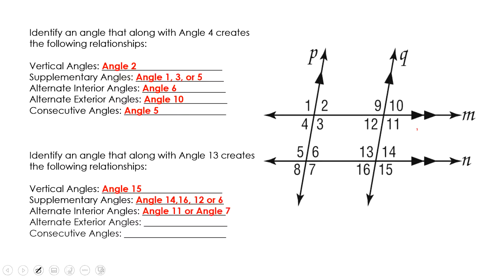Alternate interior angles could have been either angle 11 or angle 7. Alternate exterior angles were not possible because 13 is definitely in between both pairs of lines. And then consecutive angles, the same side interior, would have been either angle 12 or angle 6. Hope everybody got those.